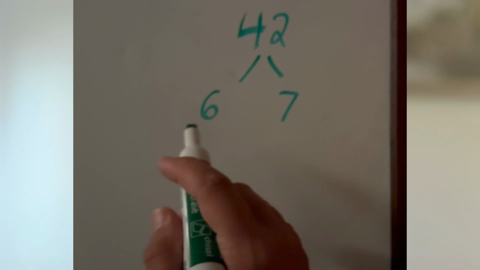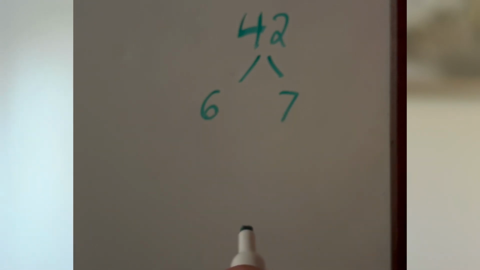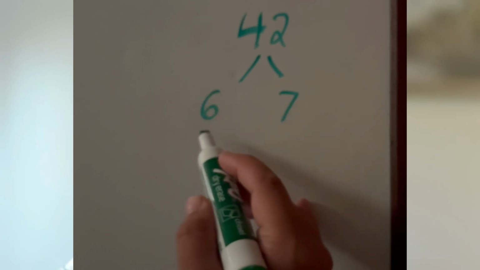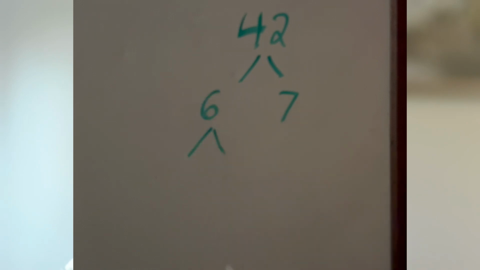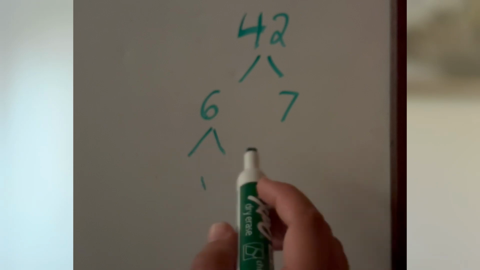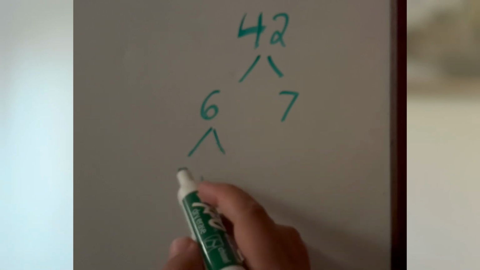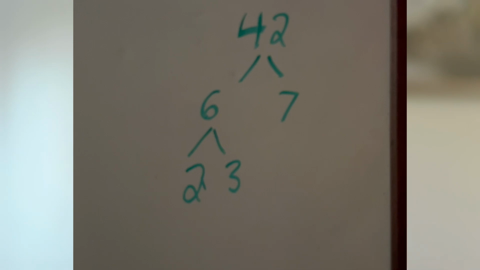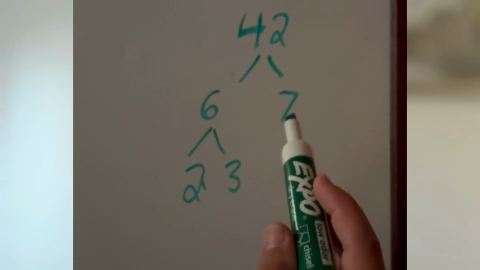No. 6 is not a prime number. That's because I can multiply 2 by 3. So I'm going to break 6 down into 2 and 3, as shown here. Now I'm going to reassess. I have 2, 3, and 7. Are those prime numbers? Yes.